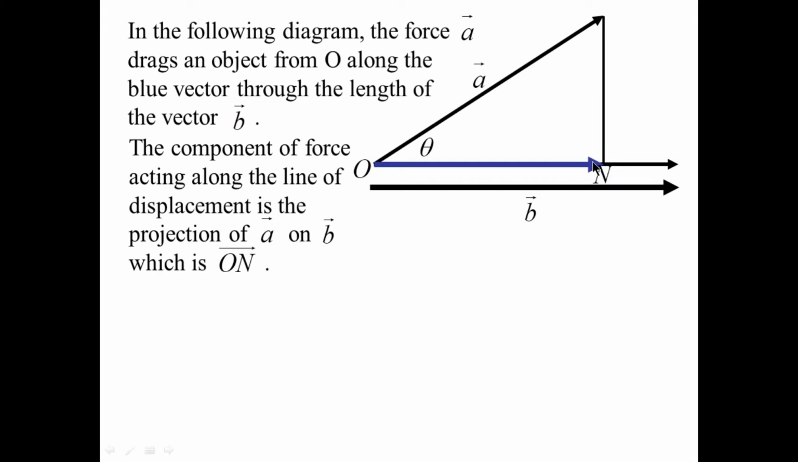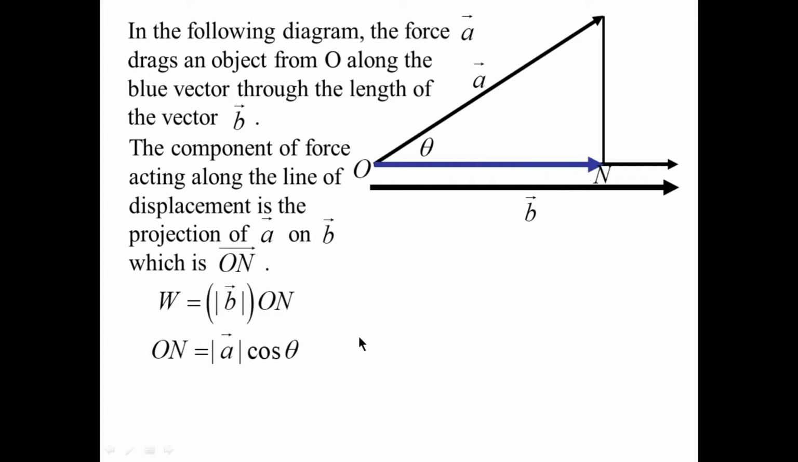ON. And we know what that is because this is the hypotenuse of a right-angled triangle, and this is adjacent to the angle theta. And so therefore, this distance ON is magnitude of A cos theta. So ON is magnitude of A cos theta, while the work is the distance that the object was displaced, which would be the magnitude of B, multiplied by the component of force in that direction, and that component of force is ON.